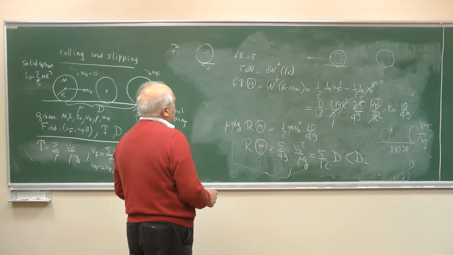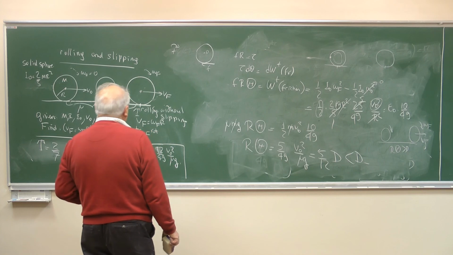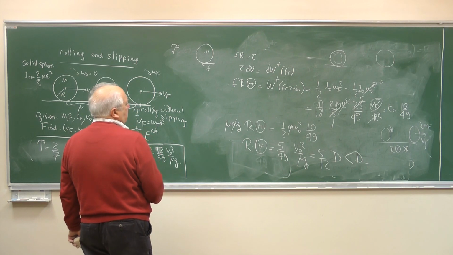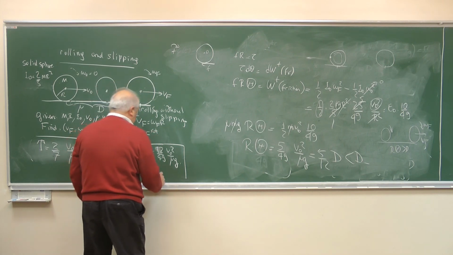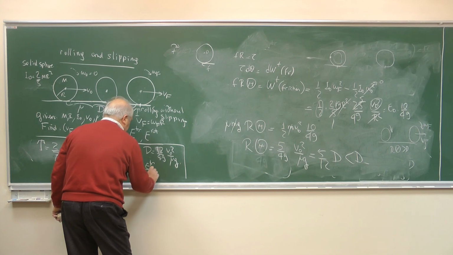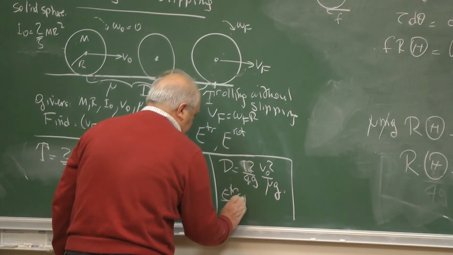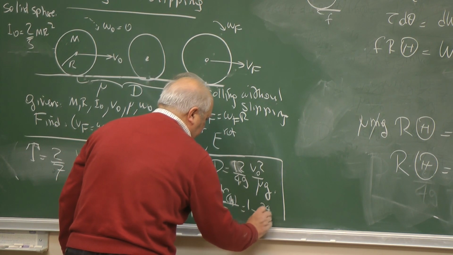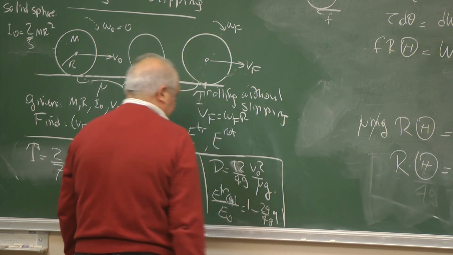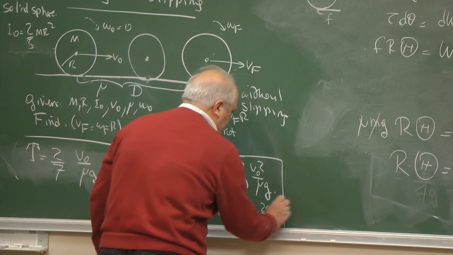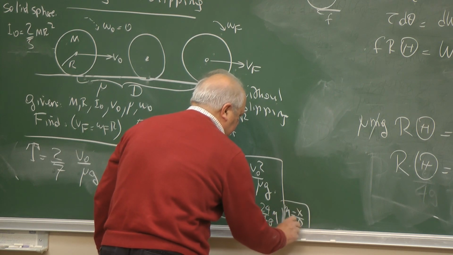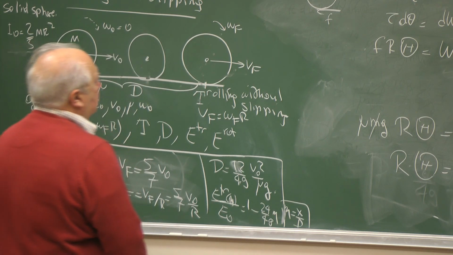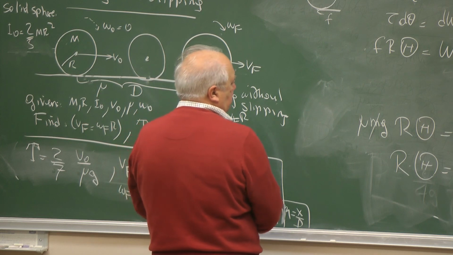One last thing. I erased it, but I sort of remember, I hope it's correct, E translation at x over E0 was 1 minus 24 over 49 eta, eta being x over d. I will erase this part now.